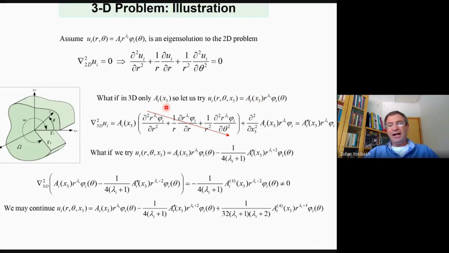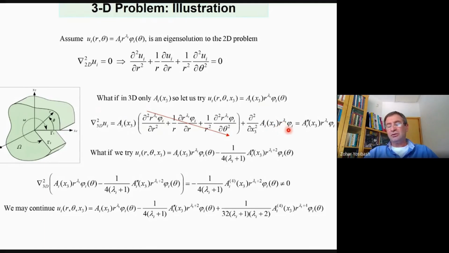So I take this one, I plug in here in the operator. Now I know that since this one is independent of r and theta, I can take it out here. So I get here again the operator which operates on r to the lambda I phi I of theta. And I know that this satisfies the equation. So that would become 0. So I have the 3D Laplacian operating on such a solution. This will be 0. But then I have another term which is left over here. And this is the second derivative of this function times r to the lambda I times phi I of theta.